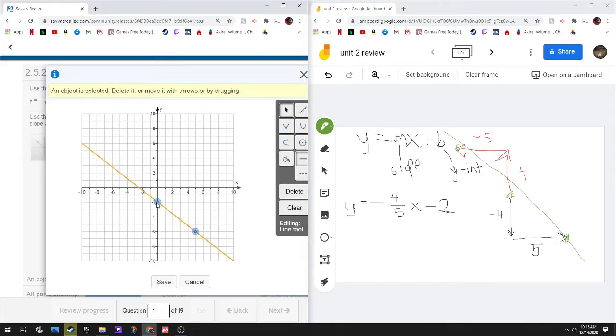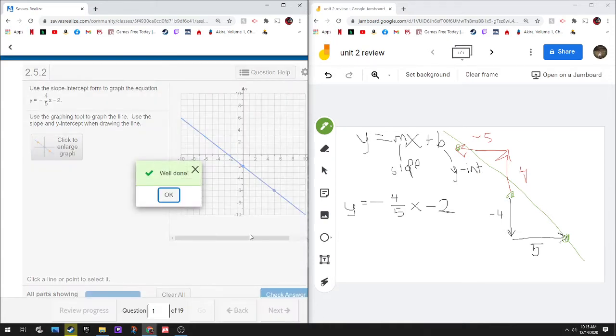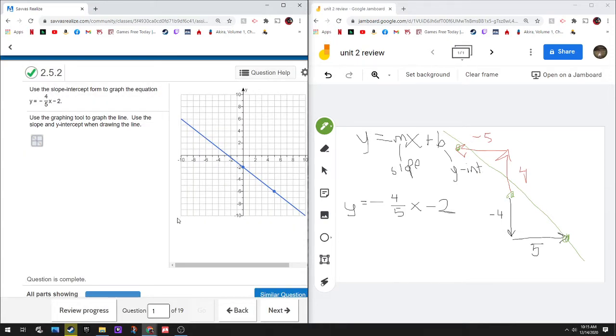But I could also have done that the other way. I could have said, okay, 1, 2, 3, 4 up, 1, 2, 3, 4, 5. You notice that point is also on the line. So I could have gone to either one of those points and it works. Oh, whoops. I meant to click check answer and I clicked next instead. All right.